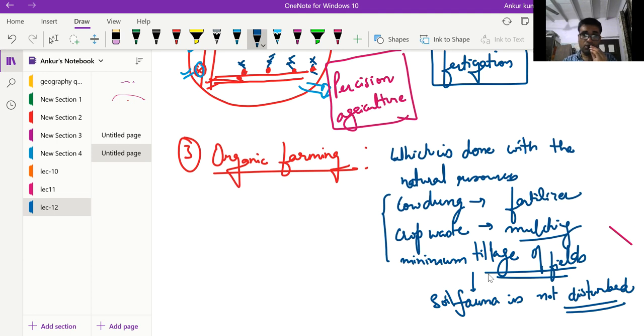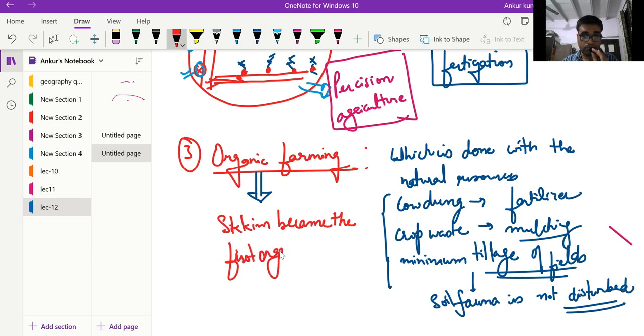Okay, so these are the methods that can be adopted for organic farming, and Sikkim became the first organic state of India, right? So this is the third method that we can adopt to correct our wrongs during the green revolution.